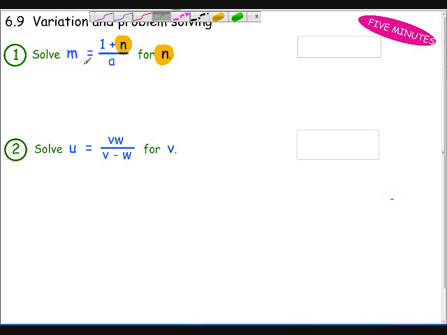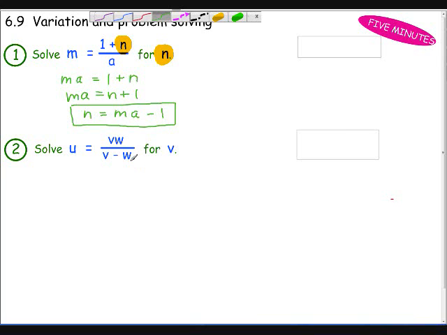So let's see. This is being divided by a, so we want to multiply by a. M times a will equal 1 plus n. Now, this has a 1 being added to it. I could write it this way, n plus 1, commutative property. I want n all by itself. What do I have to do? Simply subtract 1 from both sides. This one looks nice. Right? There it is. Now I have re-expressed this equation in an equivalent equation, which is solved for n.